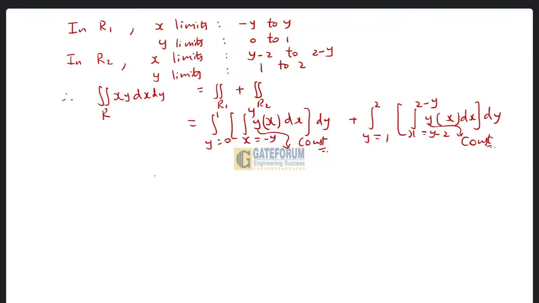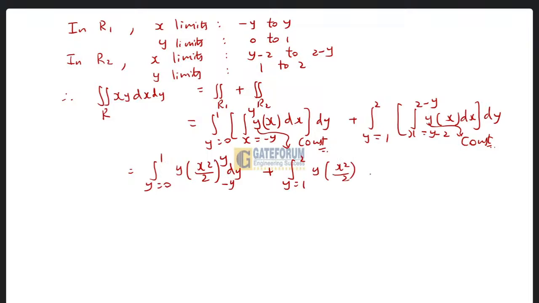Now, y is equal to 0 to 1, y into x, integration with respect to x is x square by 2, or x to the power 1 is an odd function, so this is 0, from minus y to y, and then dy, plus y is equal to 1 to 2. If I take minus common here, minus 2 minus y, this is also an odd function, 0. Okay, y into x square by 2.